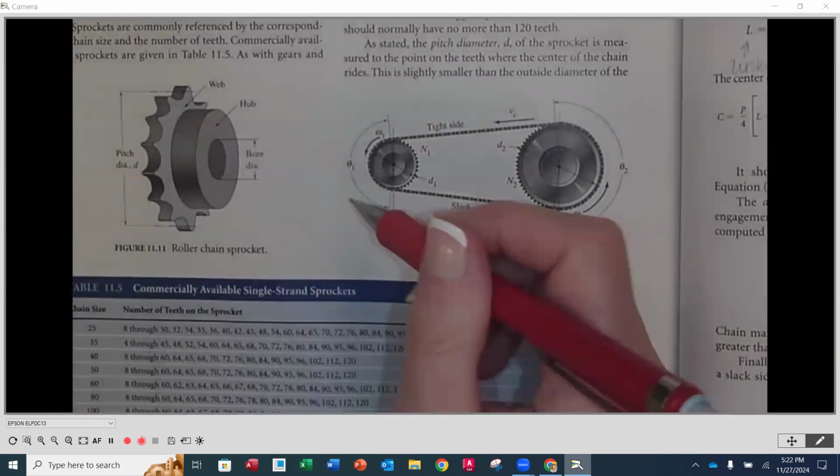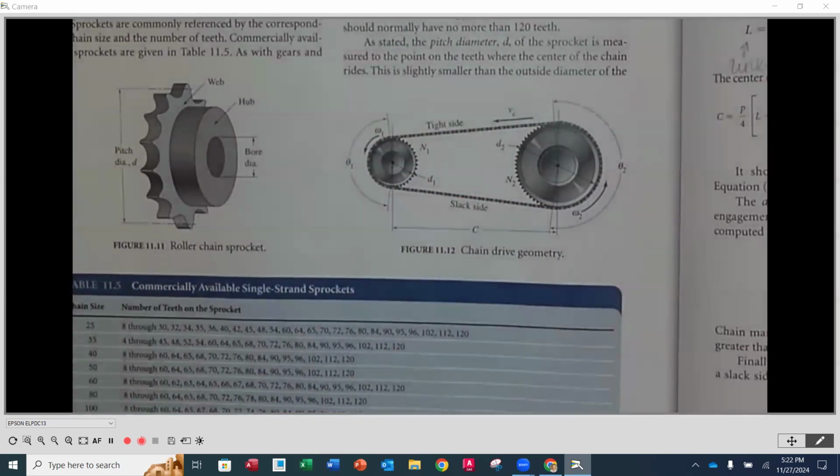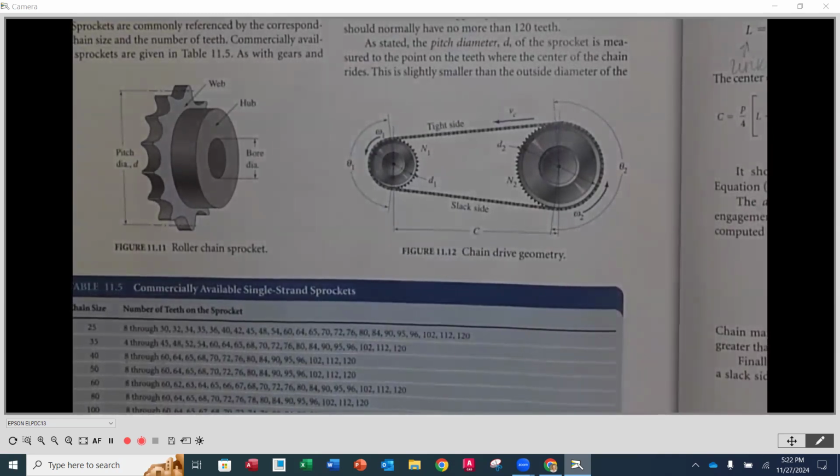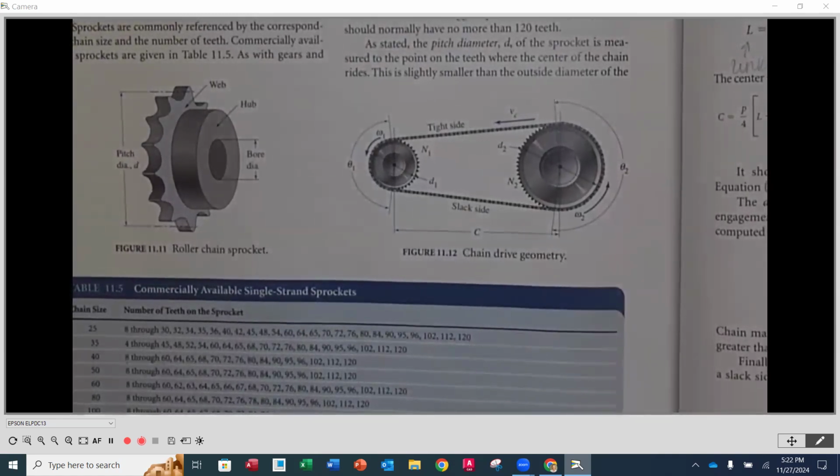You will notice that we have this theta 1 and this theta 2. This is that angle of wrap, okay? So in this case, we want to make sure that there's at least 120 degrees of wrap, or I think they call it angle of contact, where we have engagement with the sprocket. If we don't have enough teeth and engagement, we're not going to be able to get the performance out of that drive that we're expecting.